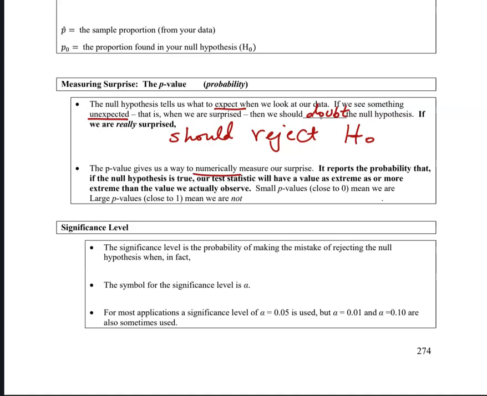It's the probability, and I really like this definition, it's the probability that if the null hypothesis were true, our test statistic will have a value as extreme or more as what we actually observed with P hat. Small p-values mean we are surprised, whereas large p-values mean we are not surprised. So we reject the null hypothesis when we have small p-values.